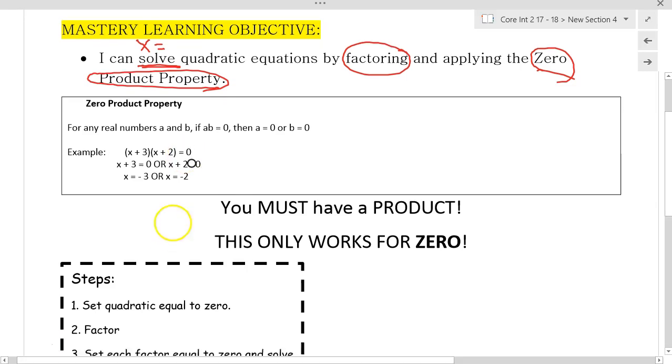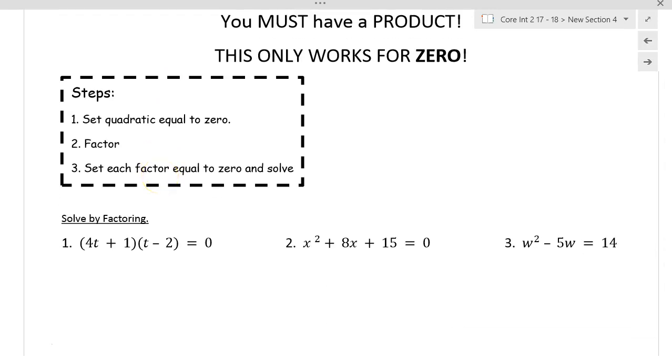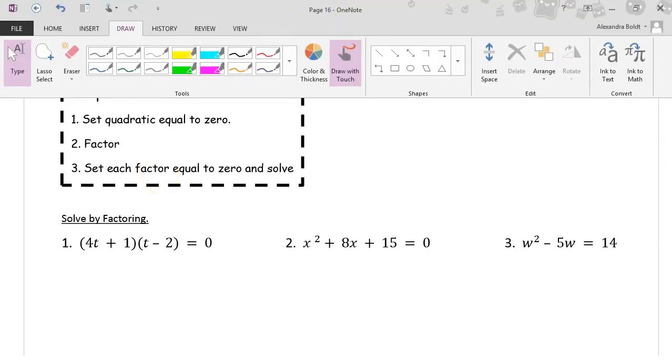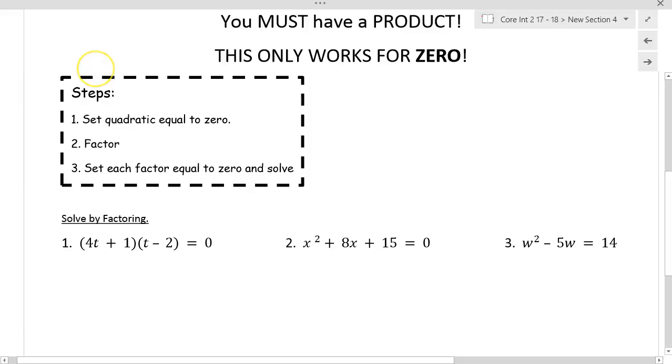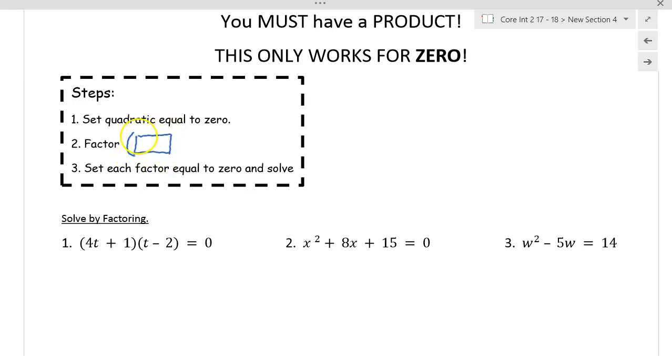So our steps. 1, set the quadratic equal to 0. I have to have a 0. 2, factor. That could be the regular box method or difference of squares. We also have to look for GCF. There's all those things. And then we use our zero product property, and we split it into 2 equations equal to 0.